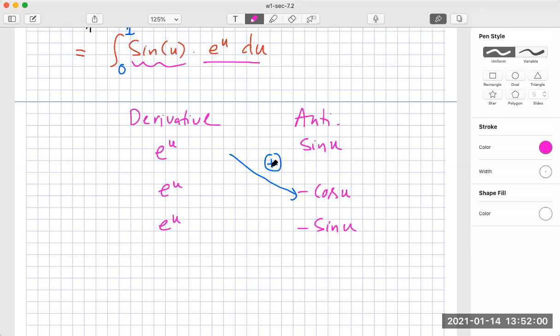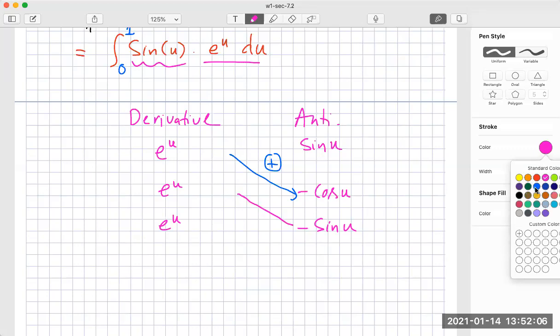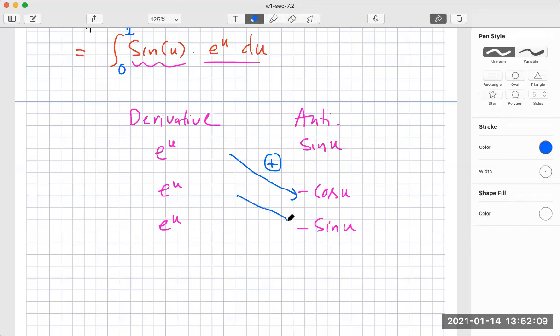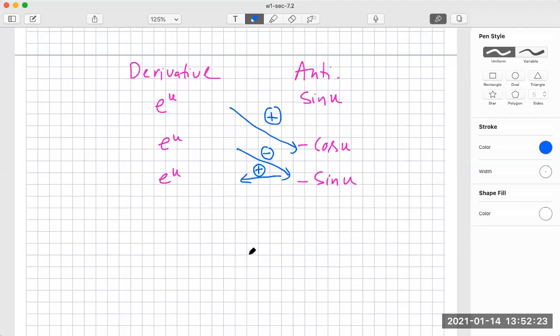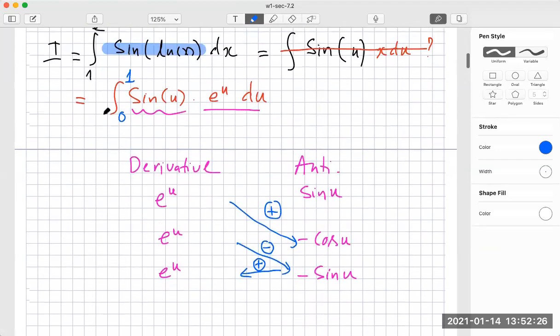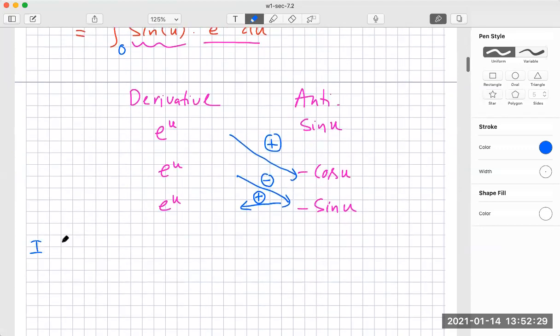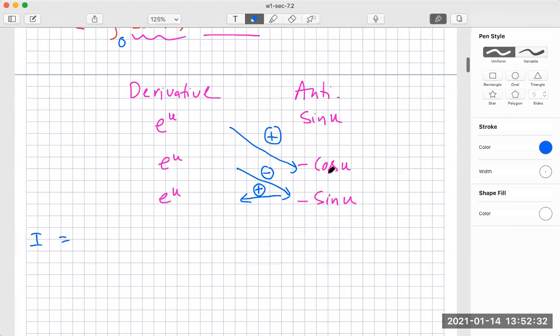And the trick we studied yesterday: the first will start with positive sign, and we just keep doing it this way, and the sign will change from positive to negative. The last one will take the integral of these two, and the sign will change from negative to positive. So it means that we do integration by parts twice here. I becomes e to the u times negative cosine u, and it has positive sign.